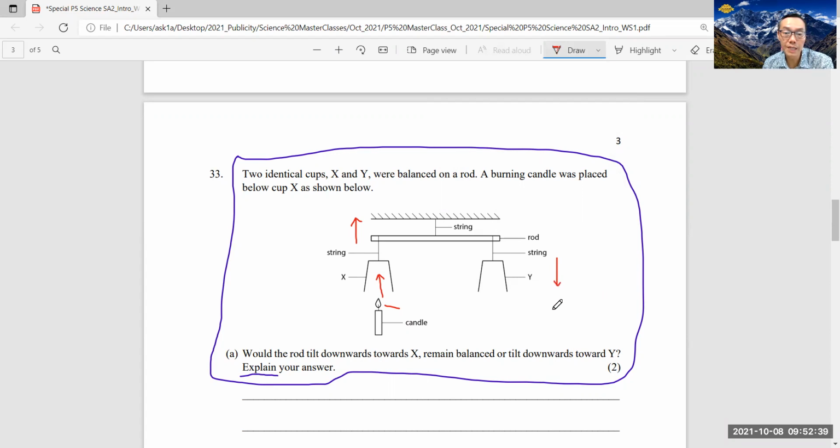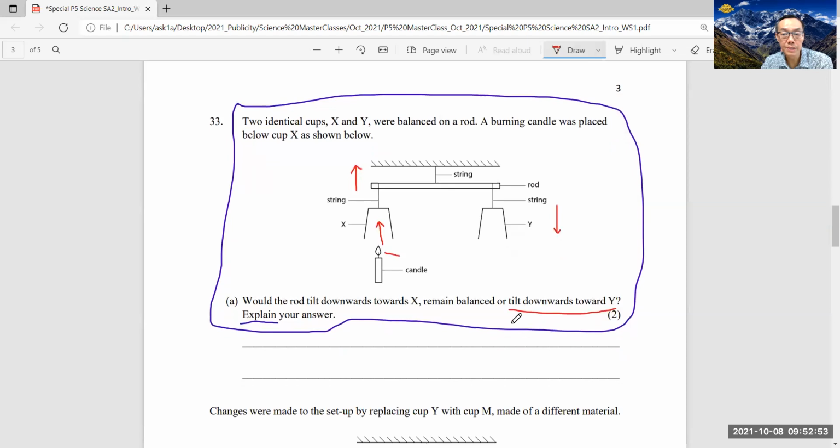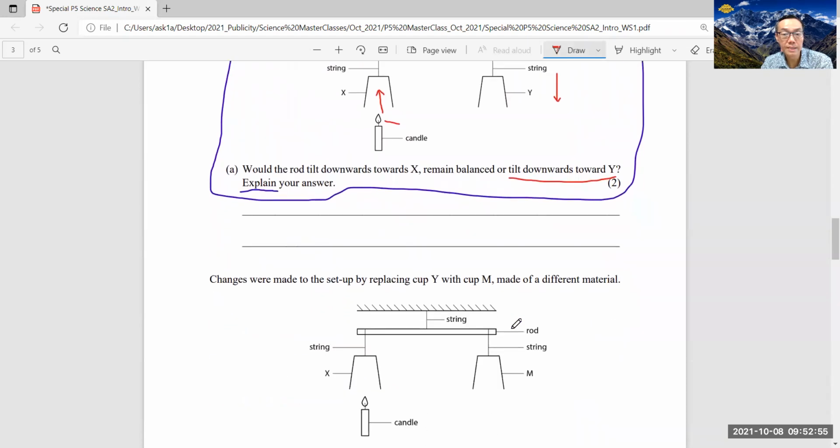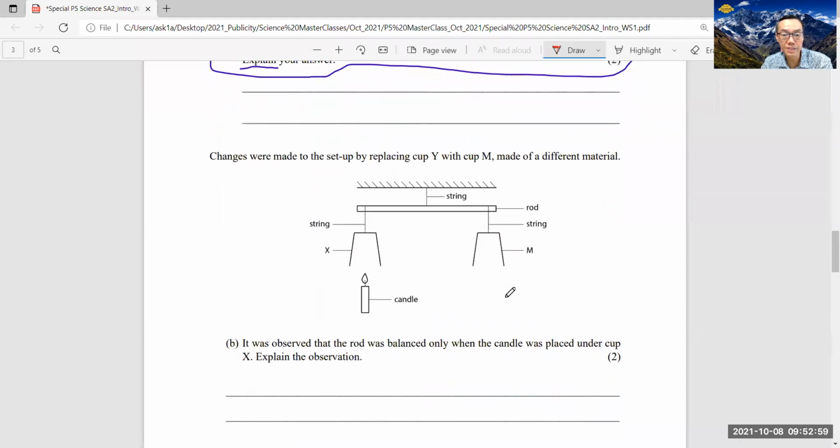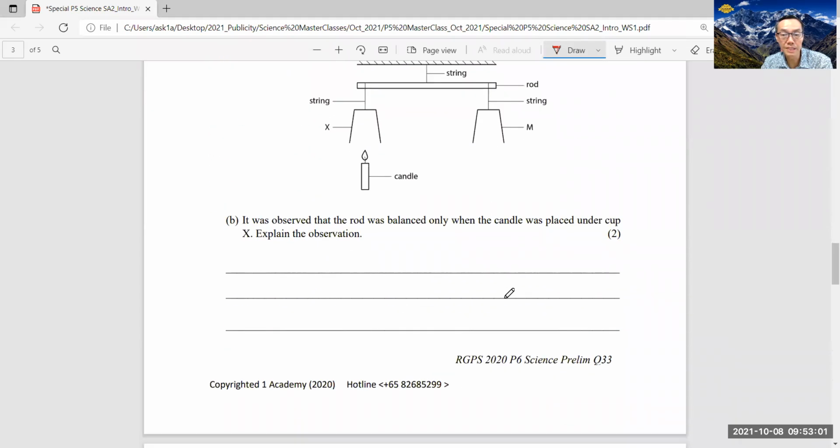Okay, so now they ask you, would the rod tilt towards X or remain balanced or tilt towards Y? So answer is this one, right? We will tilt downwards towards Y, correct? Yeah, so you say it will tilt downwards towards Y. Then you explain the answer. I give you about 30 seconds before I screen share the answer to you all.